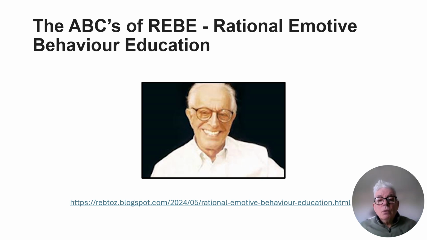So if you want to read up on the ABC theory of emotional disturbance, this link here will take you to a blog that I have been posting on for quite a long time actually, and it's called the ABCs of REBE. You might find it interesting. It will certainly give you a bit of context as to what this is all about, and I wish you all well, and I hope you give it a go.